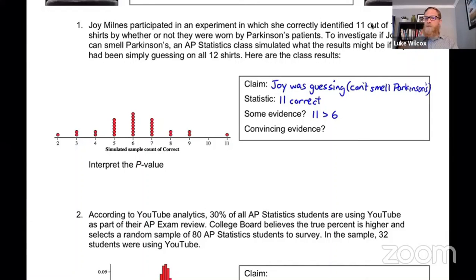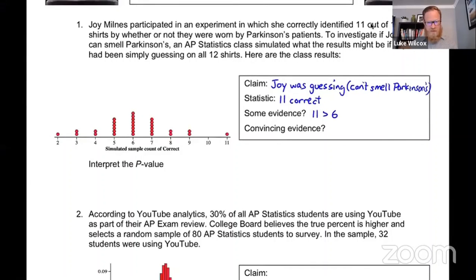The next question is whether we have convincing evidence. And in order to answer that question, we have to have a p-value. We have to know how likely it is that we could have seen this observed result purely by chance. Then we can make a decision about whether or not we have convincing evidence. So we are going to use the dot plot here in order to estimate our p-value. And we just have to understand what each one of those dots represents. So for example, this dot that you see here at 8 means that that student in class did a simulation.